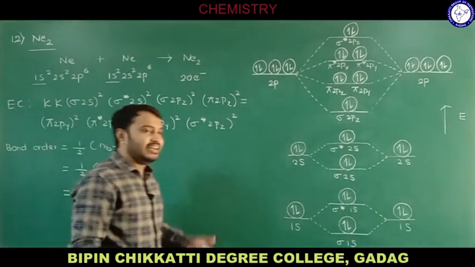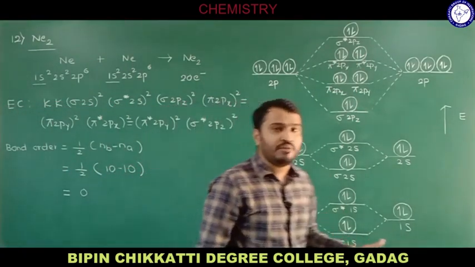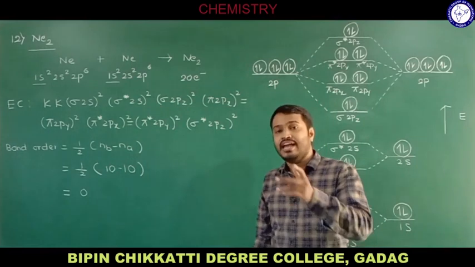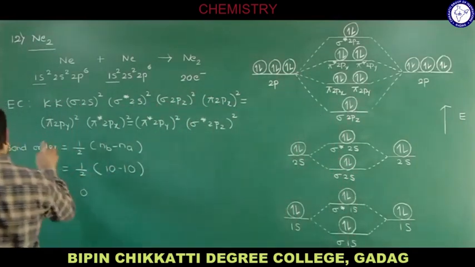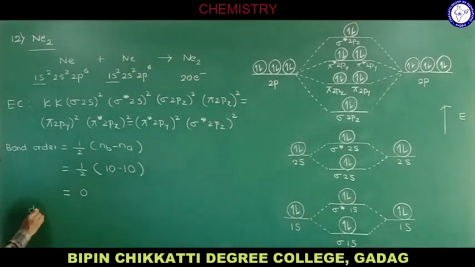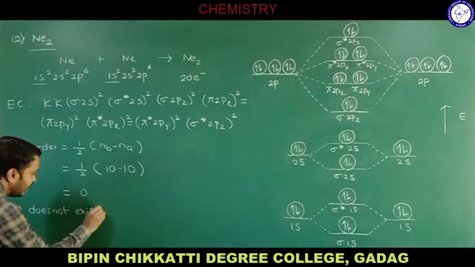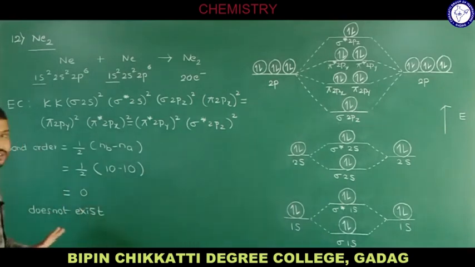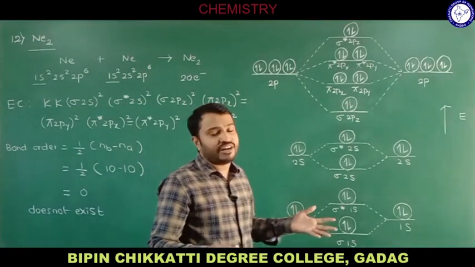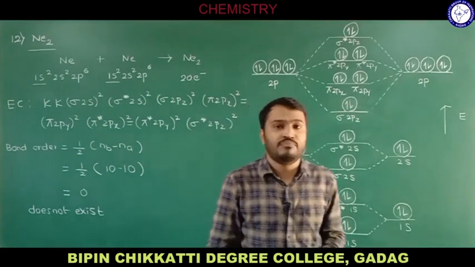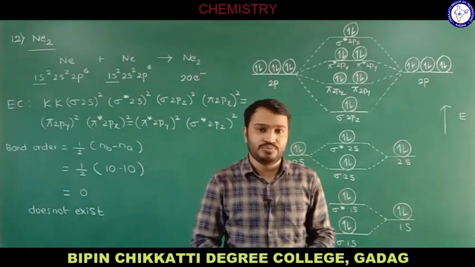What it practically indicates is there is no covalent bond present in between Ne and Ne in a molecule of Ne2. What I am going to say, since bond order is 0, this molecule does not exist in nature. It is highly unstable, I can say. So since it is highly unstable or does not exist in nature, there is no question of the magnetic property of that. That is the MOT of Ne2.